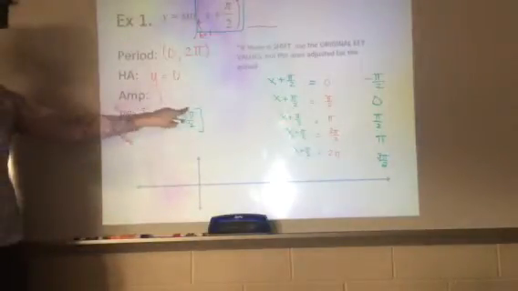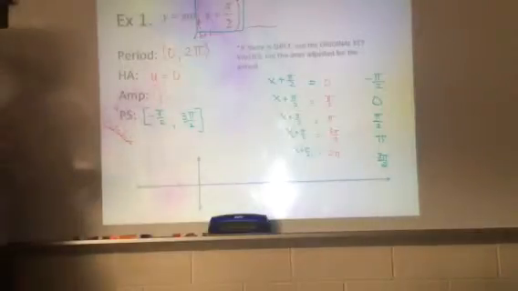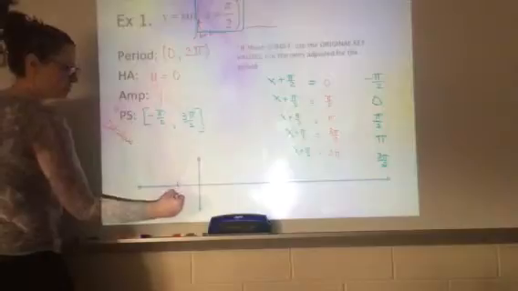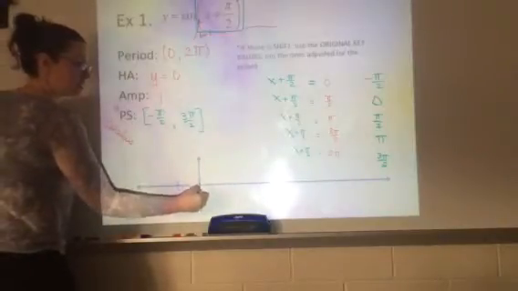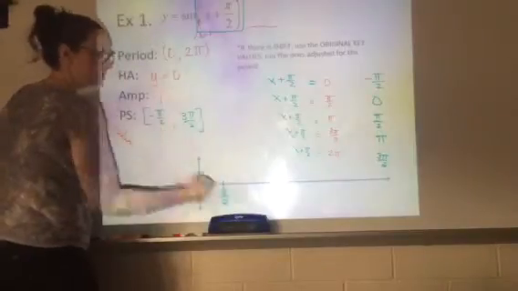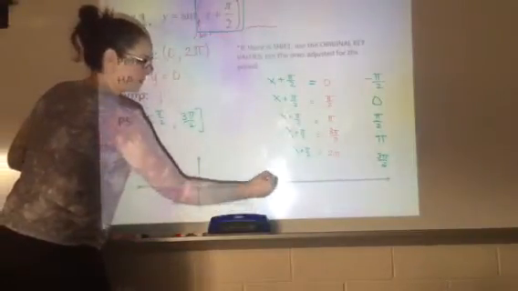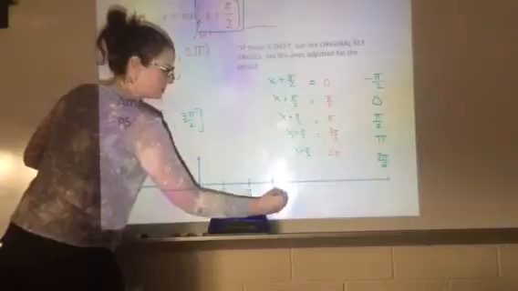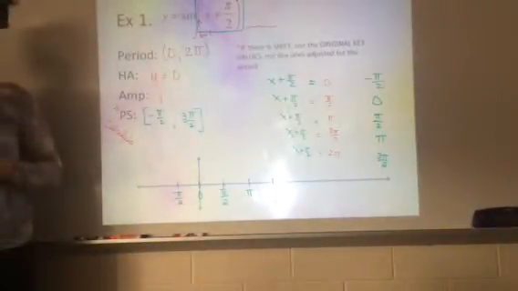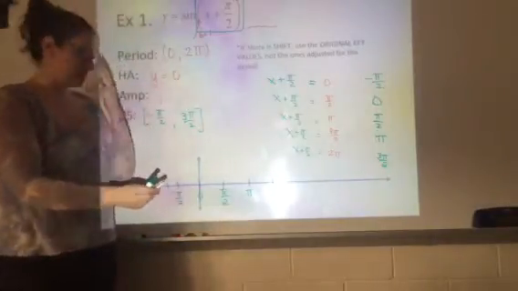Start value, end value. I'm going to use these same green values over here. So this is negative pi over 2, this is 0, use your spacing, this is pi over 2, this is pi, and this is 3 pi over 2. At this point, the problem becomes exactly like all of the rest that we've done so far.